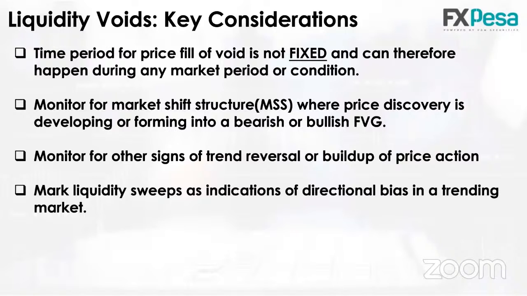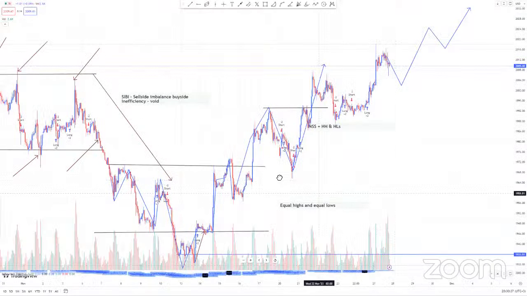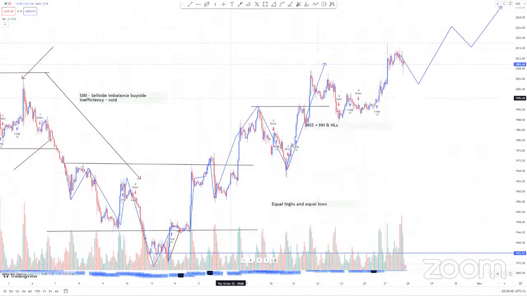okay? So what do I mean by the liquidity sweeps? So the liquidity sweeps look a bit like this. So if I go to the chart, we're talking about times when you see the market making these kinds of moves.